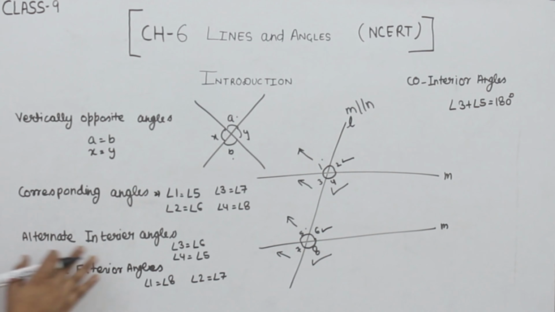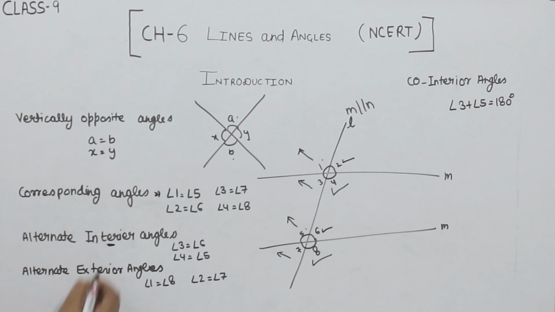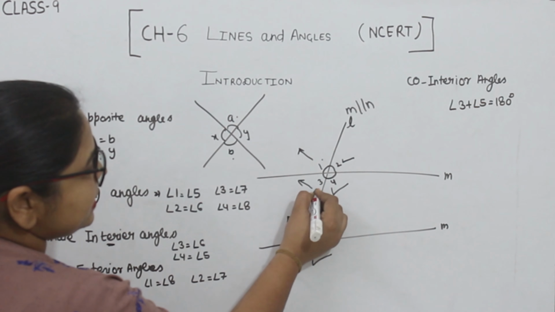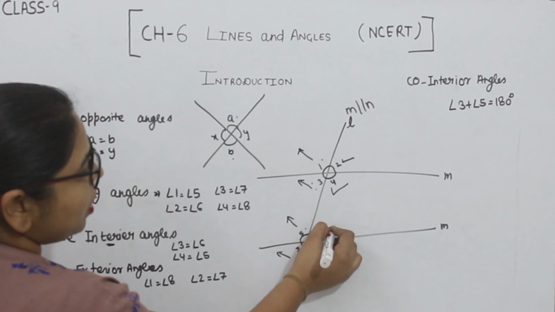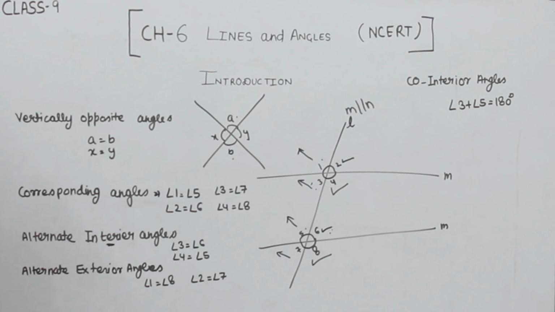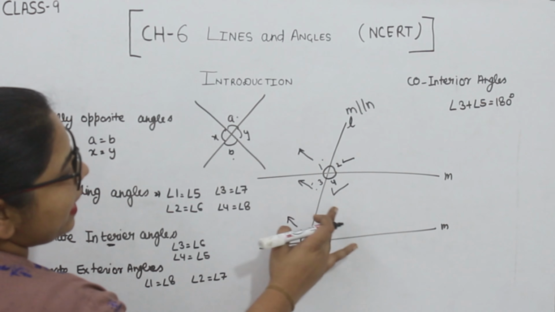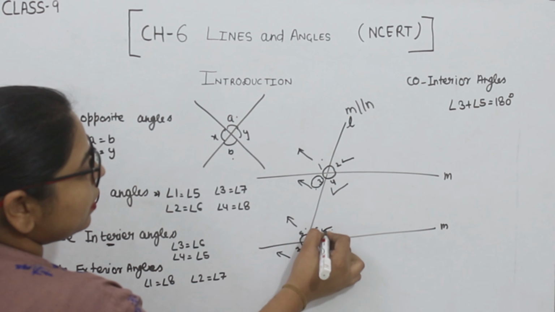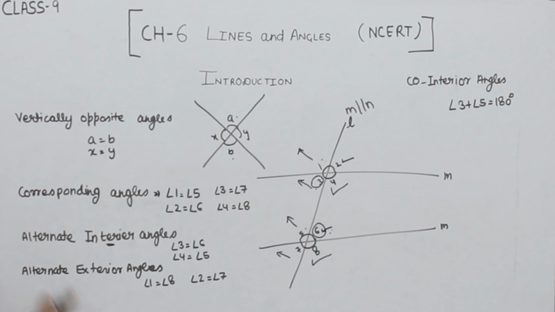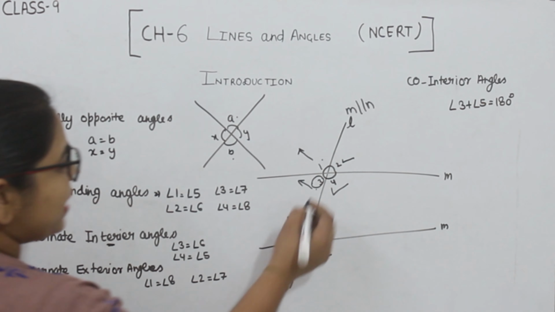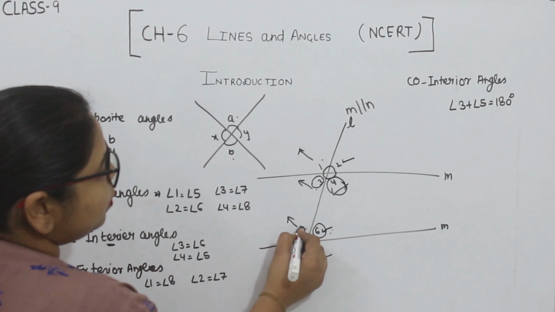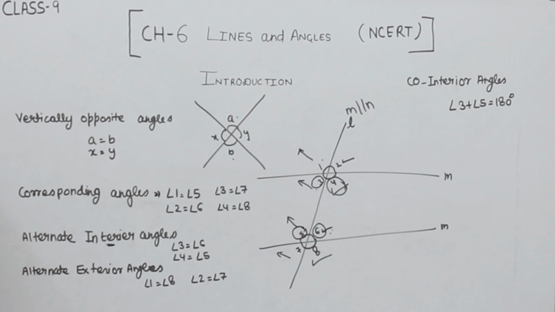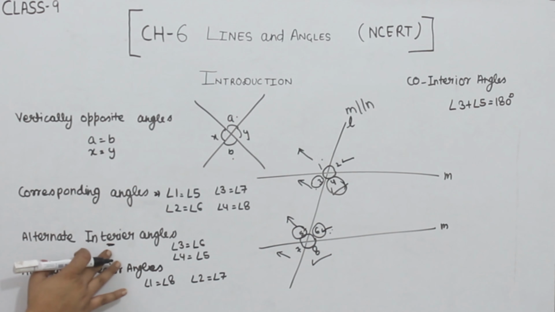Now comes the alternate interior angles. The word interior means the angles which are on the inner side. So angle 6 and angle 3 are on the alternate side of each other. So they are the alternate interior angles. The first one is on the left hand side and the second one is on the right hand side. So angle 3 is equal to angle 6. They are called the alternate interior angles. Same as angle 5 is equal to angle 4. They are on the alternate side of each other, so they are the alternate interior angles.